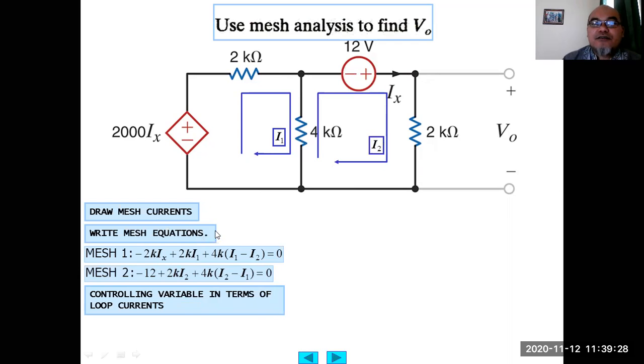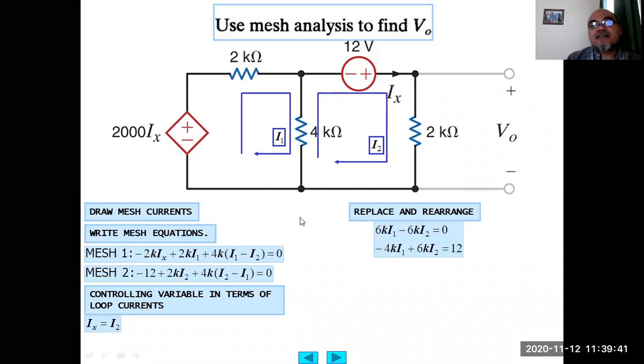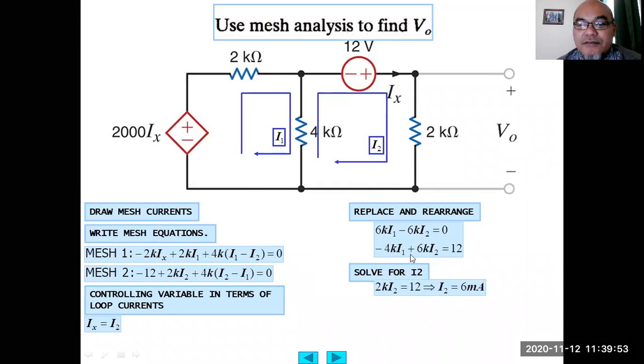Then we write the control variable. Ix is the current flowing through the second mesh, so Ix equals I2. Then we substitute and rearrange. We obtain 6k I1 minus 6k I2 equals 0, and then minus 4k I1 plus 6k I2 equals 12. We solve for I2.